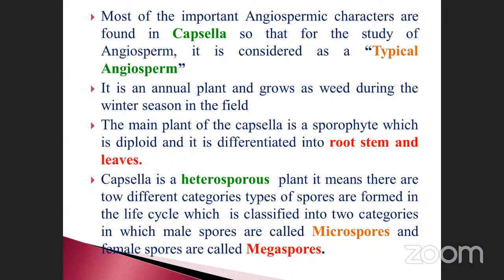And capsula is heterosporous. What is the meaning of heterosporous? It produces two different types of spores. It means two different types of spores are formed in the life cycle, classified into two categories: the male spores are called microspores and the female spores are called megaspores. Micro means small, mega means the largest compared to the microspores. These are all the characteristic features present in the capsula plant. That's why it has been chosen as the typical angiosperm.